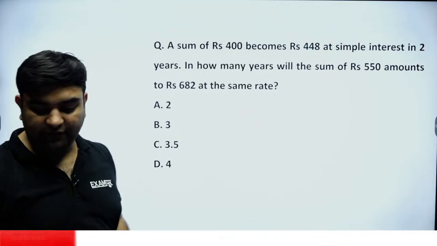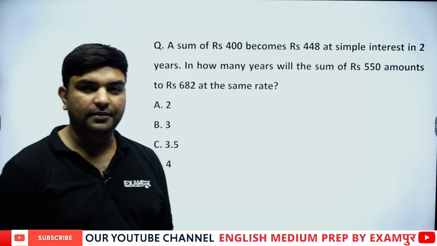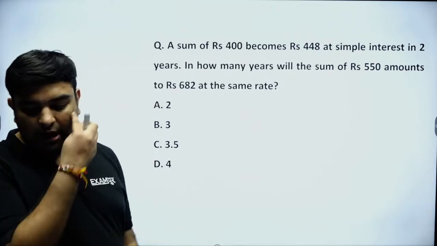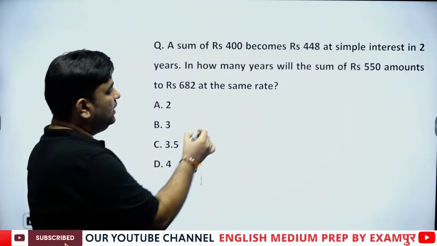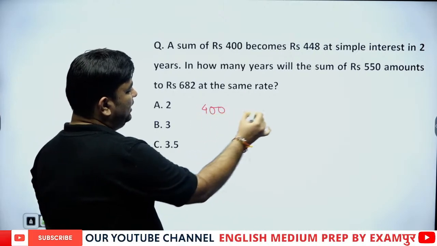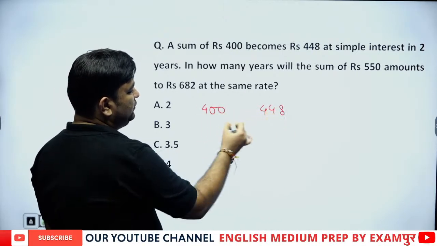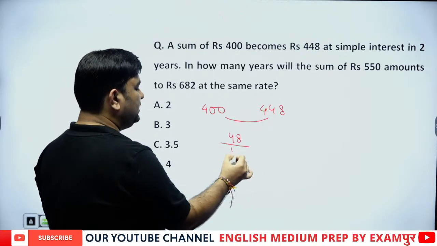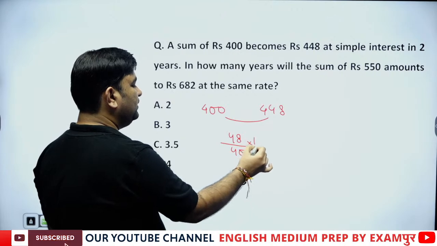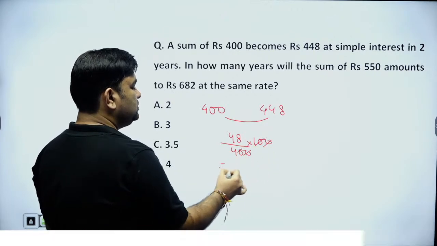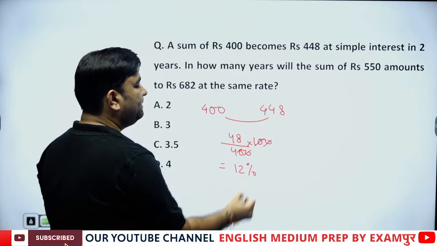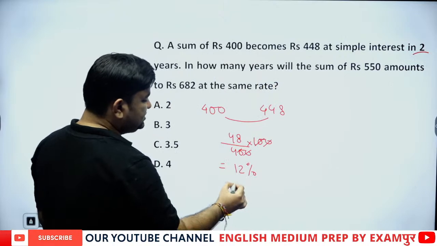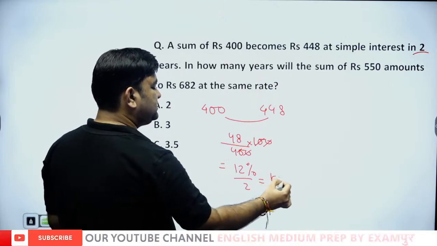I've seen the papers. I've seen the paper of 17. Arithmetic is there. Do you know, guys, how we would have done it? 400 will become 448. So you will say, sir, interest of 48 over the principal of 400 into 100. So 12% interest in 2 years. So rate is 6%.